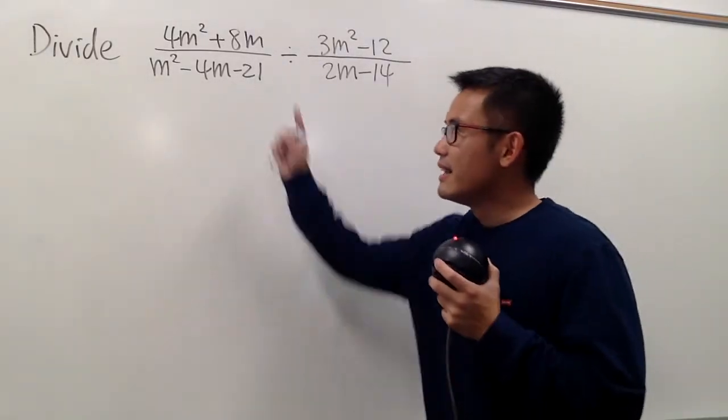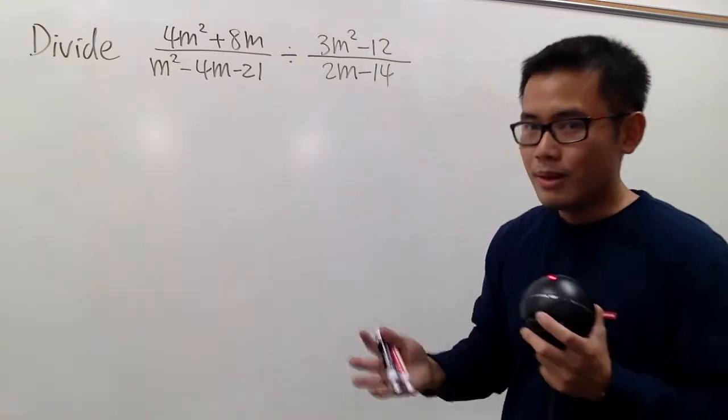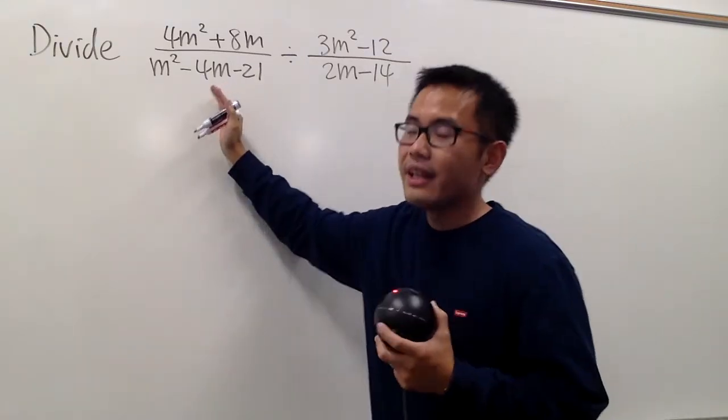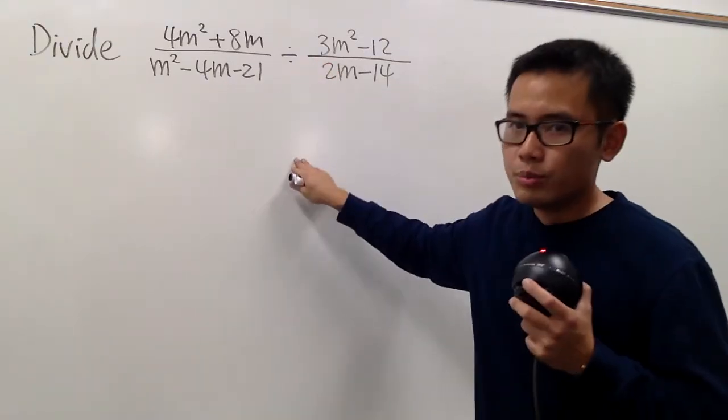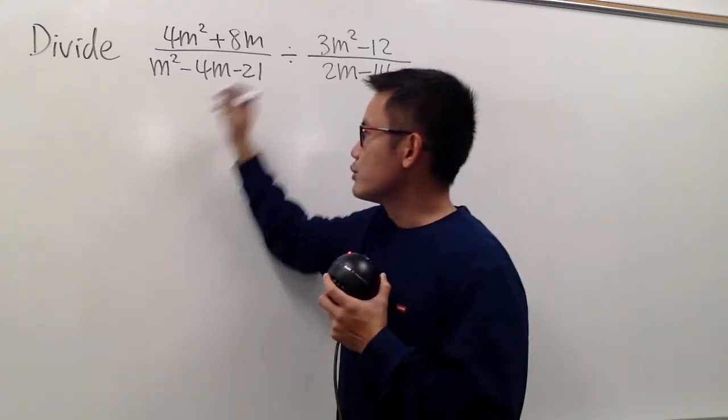Okay, we're going to divide these two rational expressions. And to divide a fraction, remember, we'll keep the first fraction, and then we change the division to multiplication, and we flip the second fraction, right? Therefore, let's do that first.